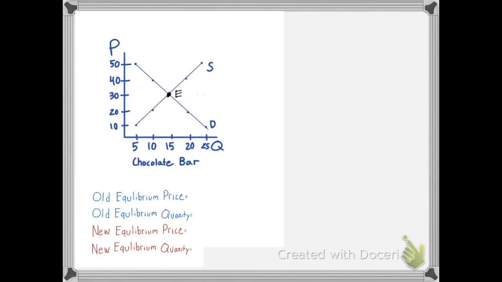When we get the equilibrium, we can also find the equilibrium price. To find that, we just look at the point of the equilibrium and then look to the left, and then we get a number, which is 30. So 30 is the price for the equilibrium. And to find the quantity of the equilibrium, we look down and we get 15 for equilibrium quantity.